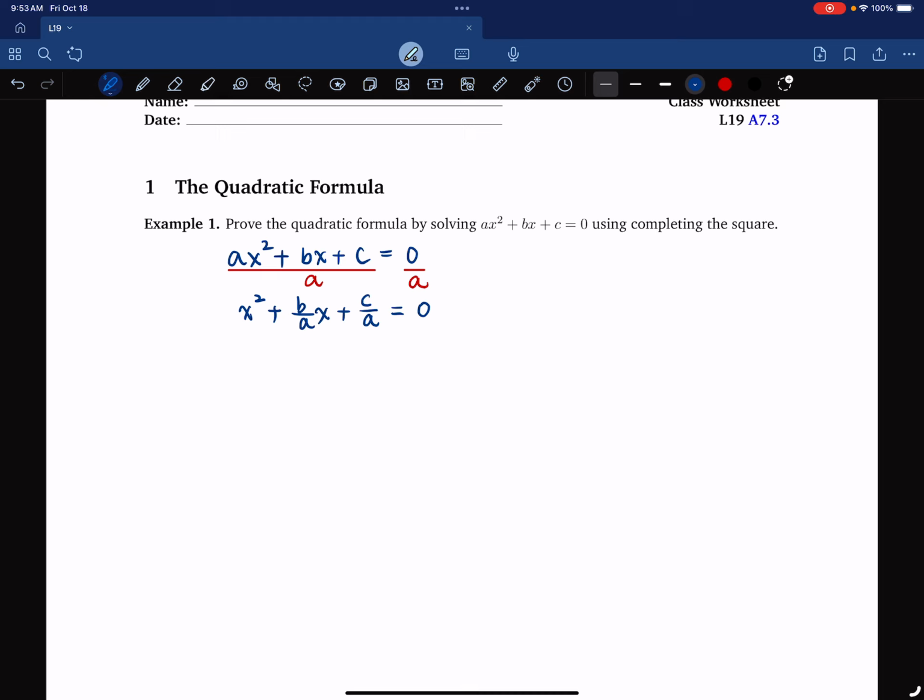Completing the square requires you to move the constant term to the other side. The constant term in this case is this one right here, so I want to move this to the right hand side. We're going to do the inverse operation, subtract c over a on both sides. Let's do that. This gives me x squared plus b over a x on the left hand side. On the right hand side, 0 subtract c over a, sorry, it's negative c over a. Now we have this form and we're ready to do completing the square.